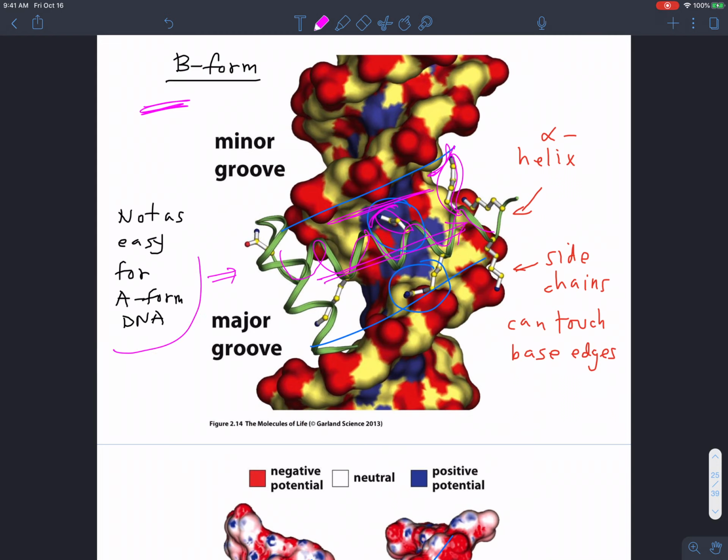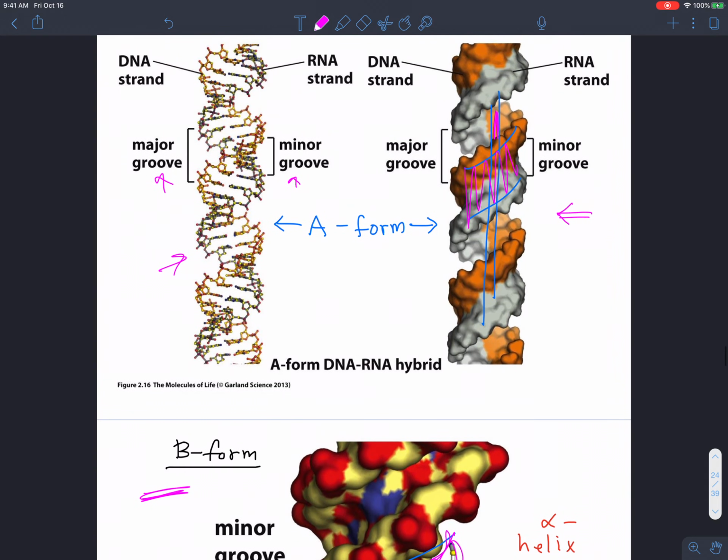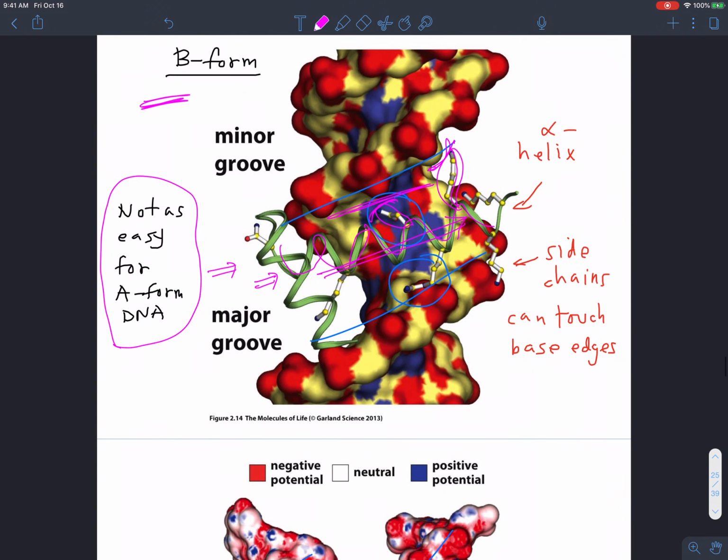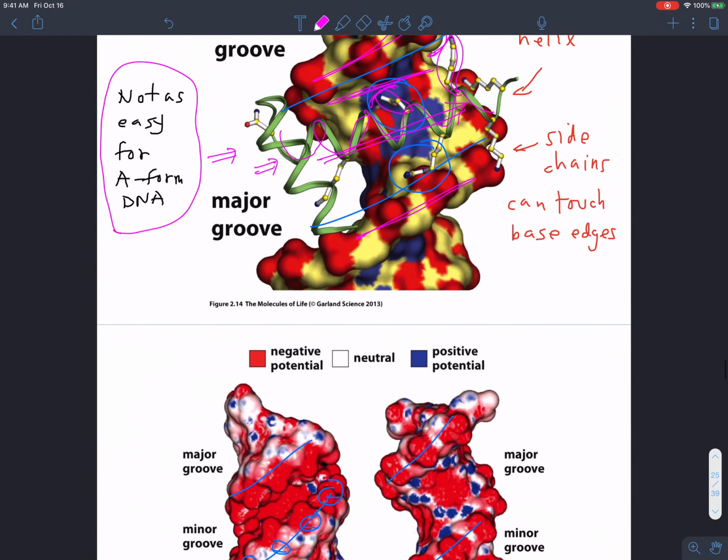I say here also that while in principle, of course, an alpha helix could also bind to the A form, could go into this major groove in the A form, it doesn't fit as well, and it's not as nice a fit as it is for the B form. The major groove of the B form fits the shape and size and other properties of the alpha helix much better than the A form.